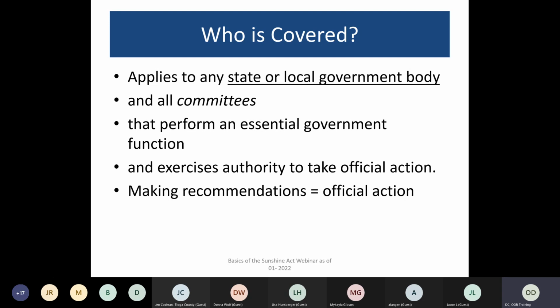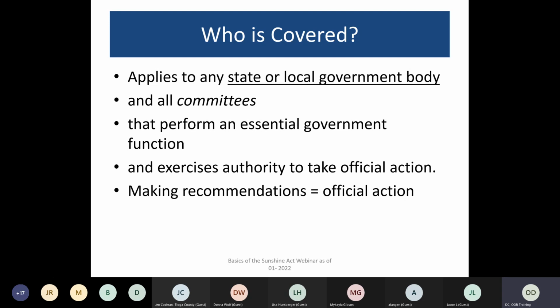So if you have a committee that's performing an essential government function, that's exercising authority to take official action, and that official action may be that we're making recommendations back to the main board, then that committee more or less would be subject to the Sunshine Act, and its meetings must be open to the public. Now you're thinking, well, why would you have a committee that isn't taking official action?